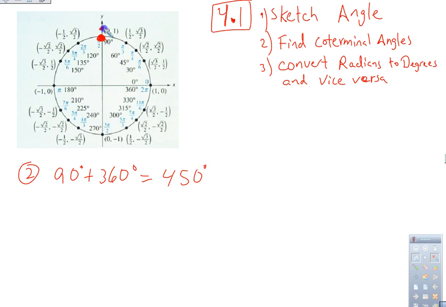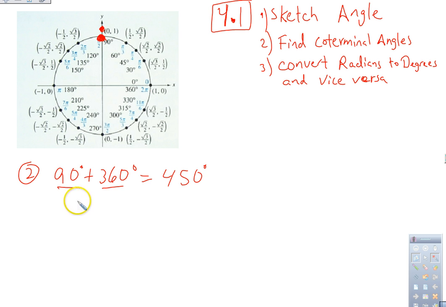Now, because it's in the same position, on top of the circle, the same location, we say that these two angles are coterminal. 90 is coterminal to 450. I'm still at the top of the circle. It's a different angle, 90 is a different angle than 450, but they land on the same spot on the unit circle. So we say that they are coterminal, 90 and 450. All right.